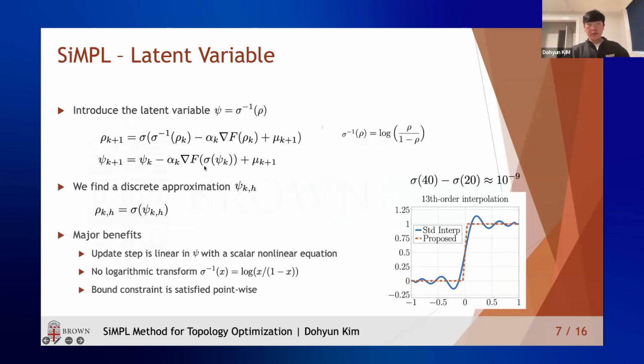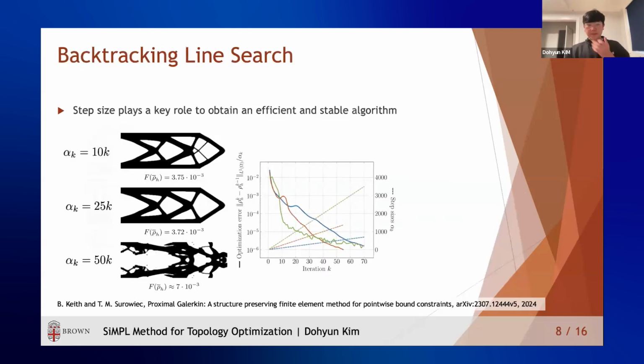Here we have this alpha k. To obtain a fast convergent algorithm, we need to choose alpha k very carefully. The preliminary work that introduced this method is here. This method was called the proximal Galerkin method, and this was one example of the proximal Galerkin method. In that paper, we have an experiment like this, where we take alpha k to be linearly growing with some fixed constant, 10 or 25 or 50.